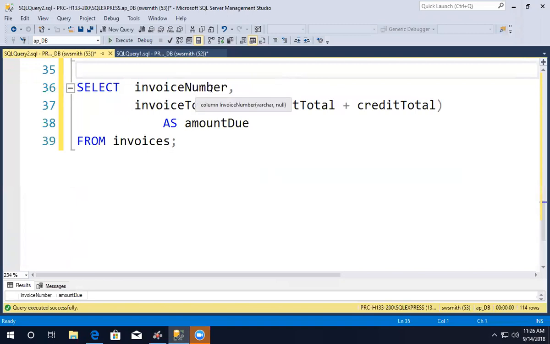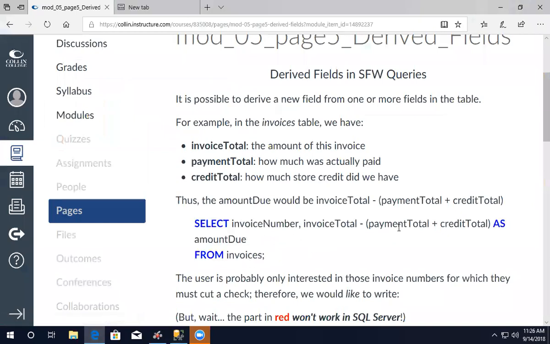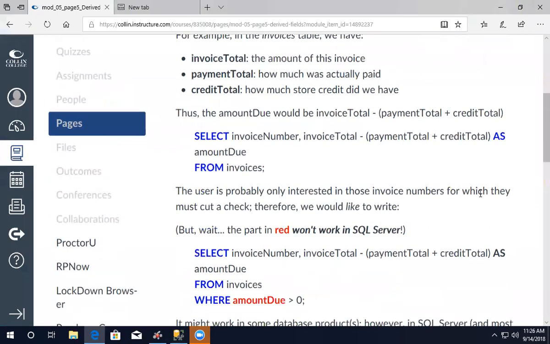So invoice number. This one is going to be used fairly frequently. So make a note of this, how you calculate the amount due. It comes up over and over and over again in the exercises. Right, yeah. This from the module, right here. Users are probably only interested in those invoice numbers for which they must cut a check.